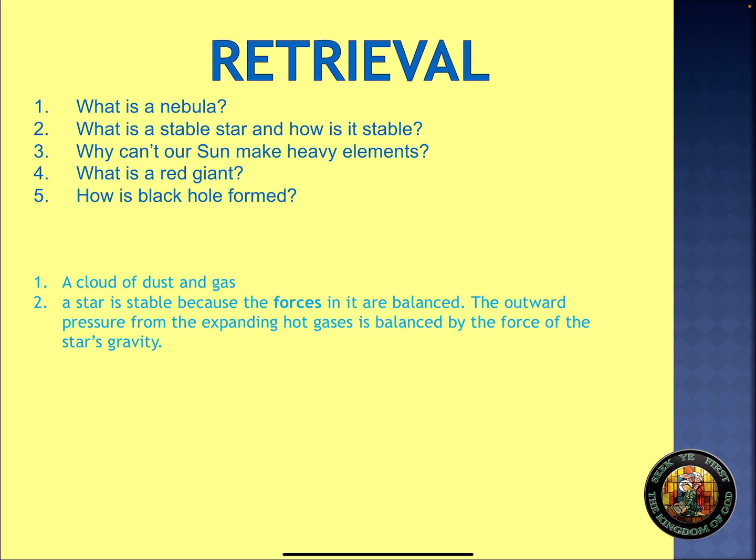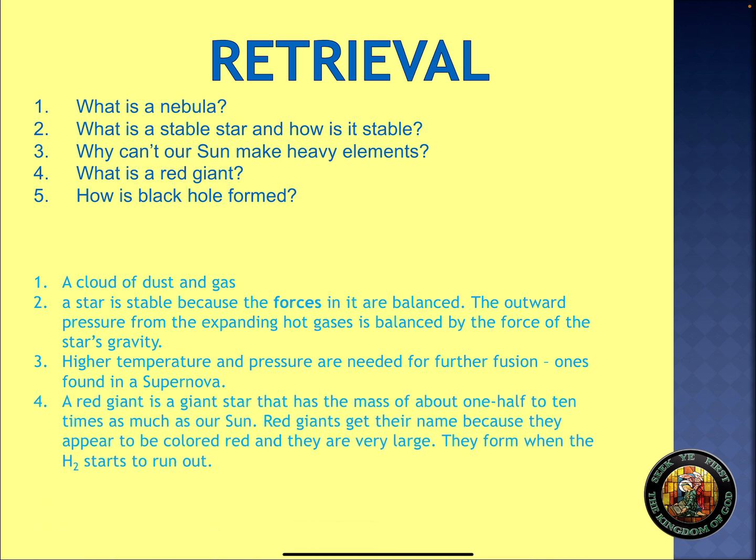Number 3, why can't our sun make heavy elements? Higher temperatures and pressures are needed for further fusion, which is found in a supernova. Number 4, what is a red giant? A red giant is a giant star that has a mass of about 1/2 to 10 times as much as our sun. Red giants get their name because they appear coloured red and they are very large. They form when hydrogen gas starts to run out.